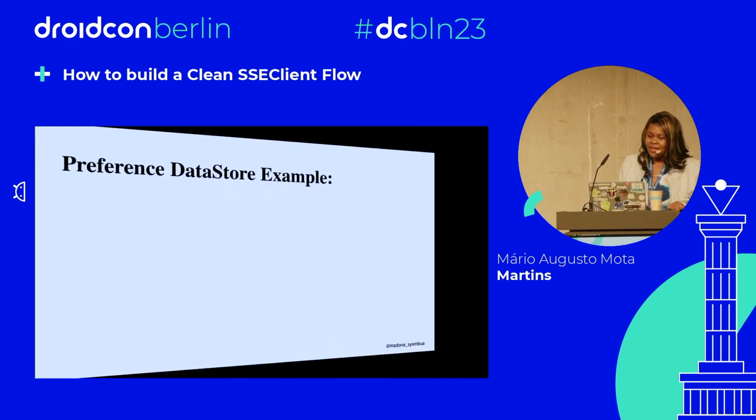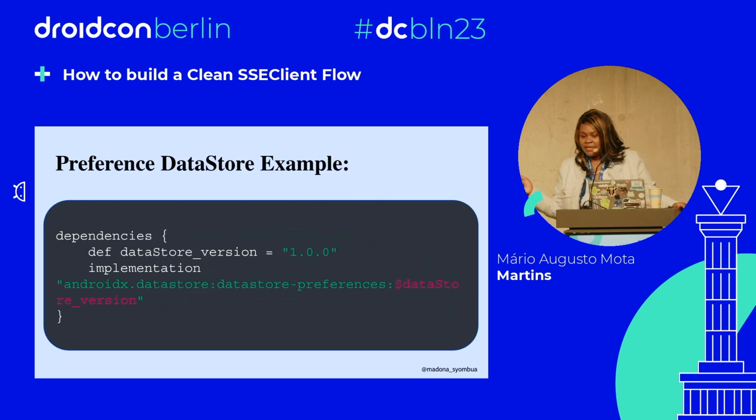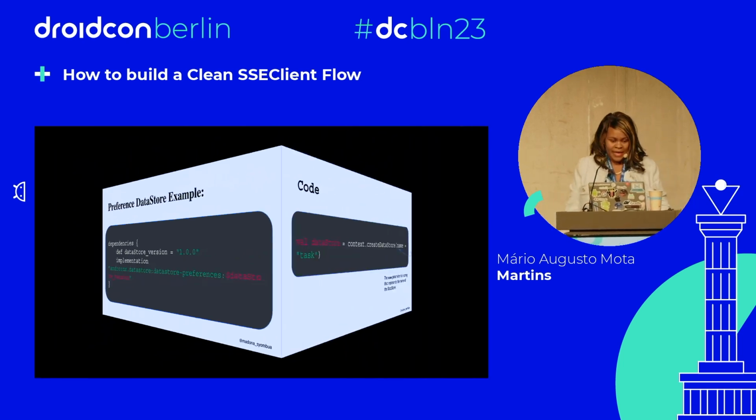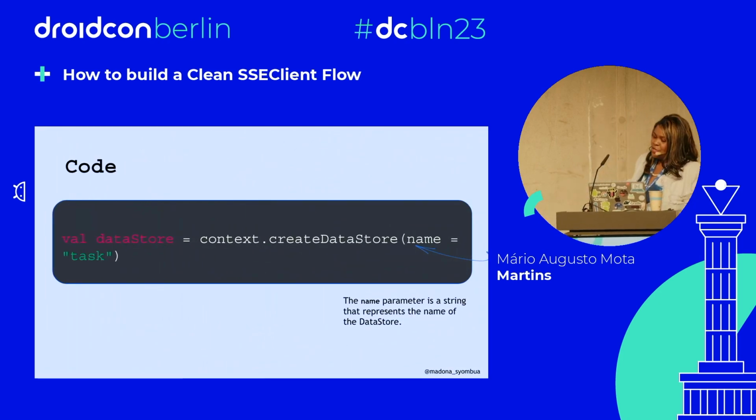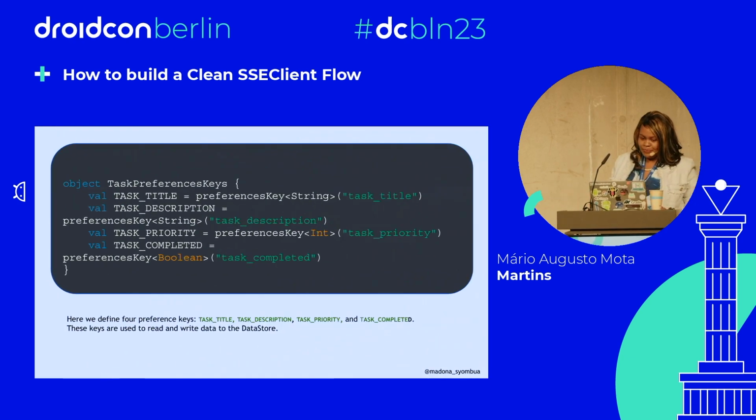So first of all, as always, you definitely need the dependencies, and these are the dependencies that you will need. As you can see, the version always changes, so please make sure you check the version that you'll be using. Next, you'll need to create a new data store object, as you can see there, and you see the name there. The name parameter is a string that represents the name of the data store, just like the way you would create a Room database and name it, like the database name.